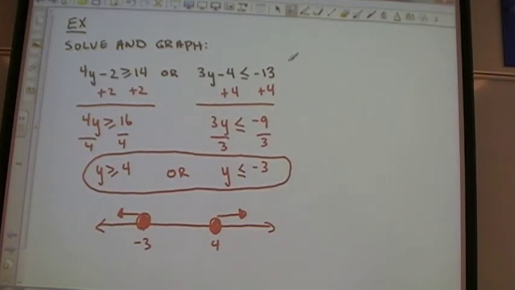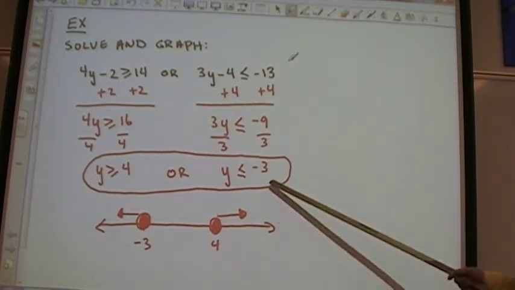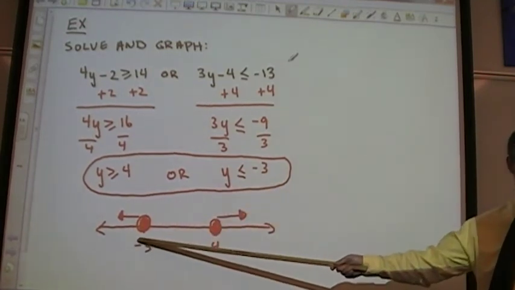Next one, add 4. 3y is less than or equal to negative 3 times 3, which is negative 9, and then divide by 3. So y is less than or equal to negative 3. So your solution is y is greater than or equal to 4, or y is less than or equal to negative 3. So again, I graph each of them separately. Make sure you put the negative 3 first, because that's the smaller of the two numbers.